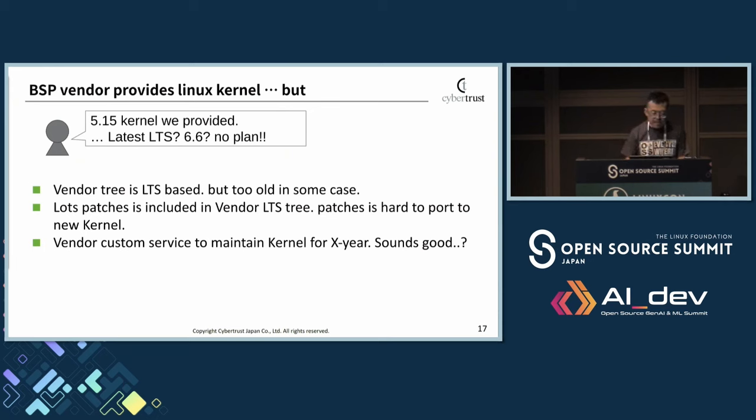The vendor tree is LTS based, but a little bit older in some cases. A lot of patches are included in the vendor LTS tree, and that bunch of patches is hard to port to a new kernel without the vendor's help. The vendor's customer service is to maintain the kernel as a business service for X years. It sounds good, I'm not sure. That's the detail of his issue.